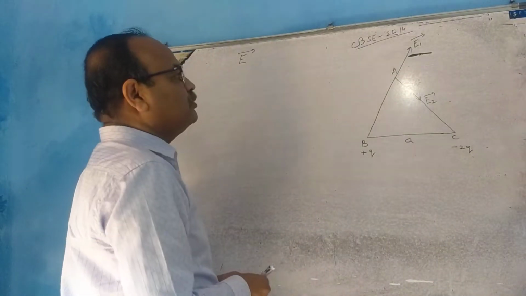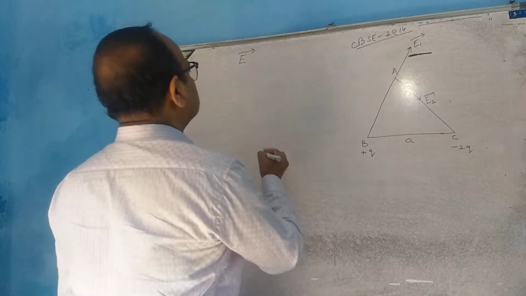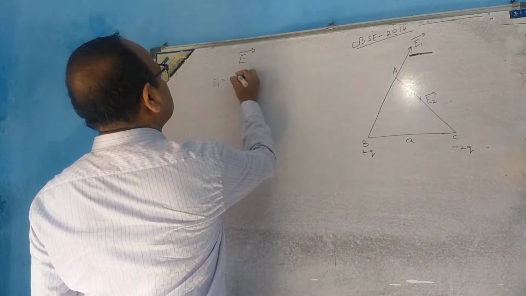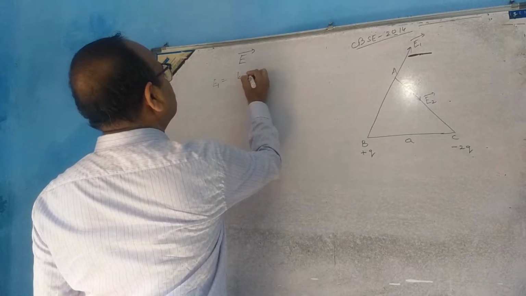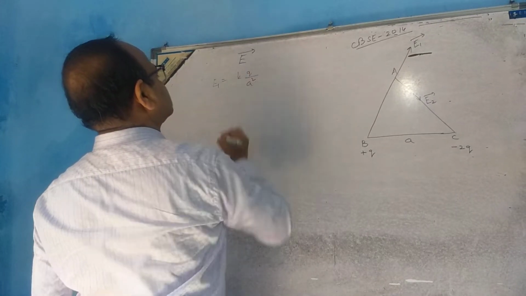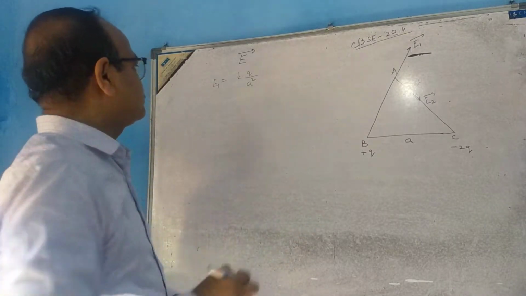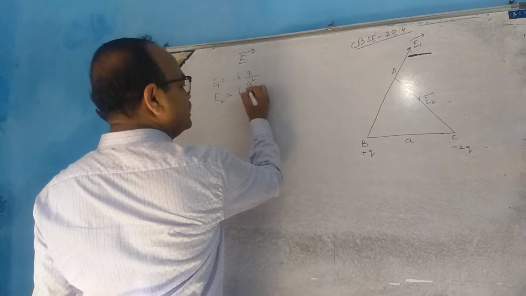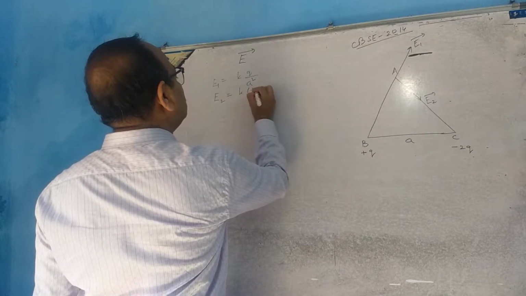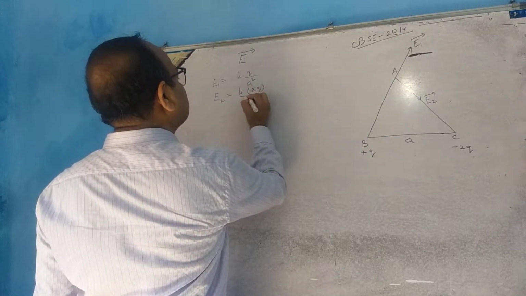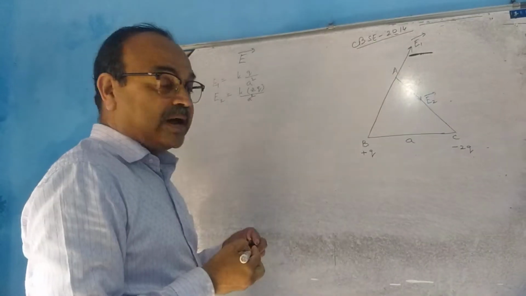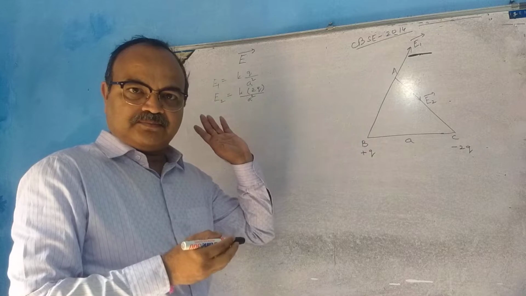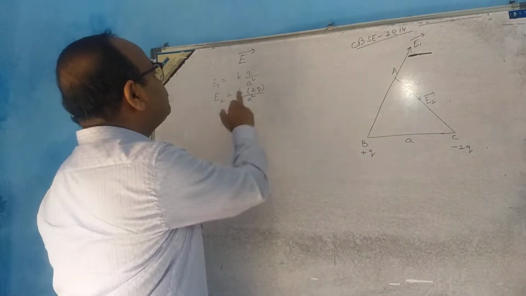Now what shall we do here? Here E1 must be equal to KQ by A square. Clear? E2 must be equal to K into 2Q by A square. I remind you again, we will never put a negative sign there. We will only put the magnitude.